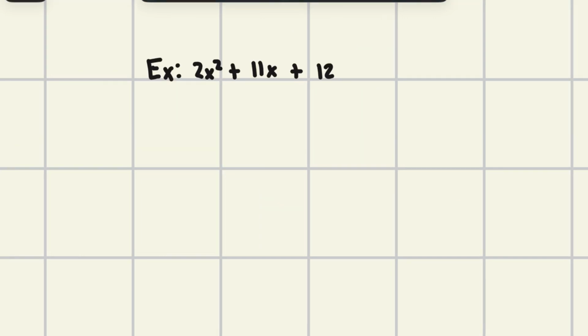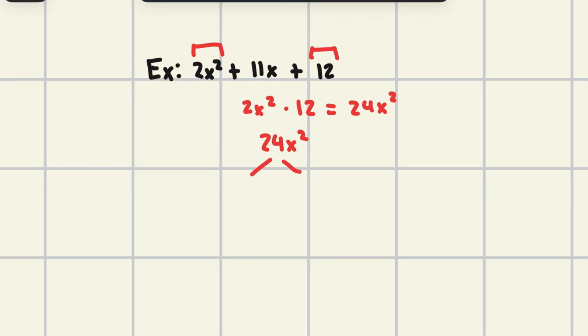So when you're factoring trinomials that have an a value greater than 1, you have to multiply the first term with the third term. So in this case, 2x squared times 12 equals 24x squared. Now, you need to find two numbers that multiply to 24x squared, but also add up to 11x.